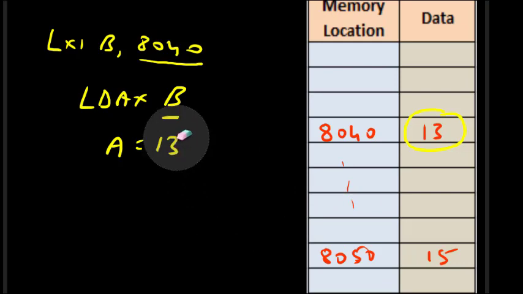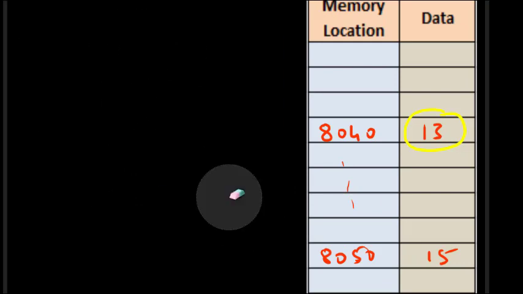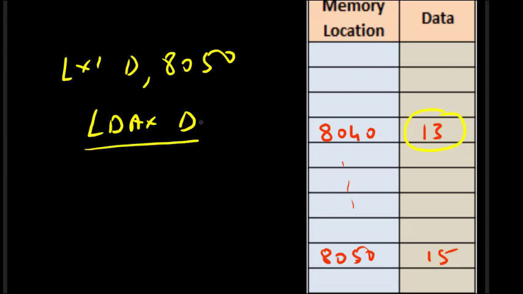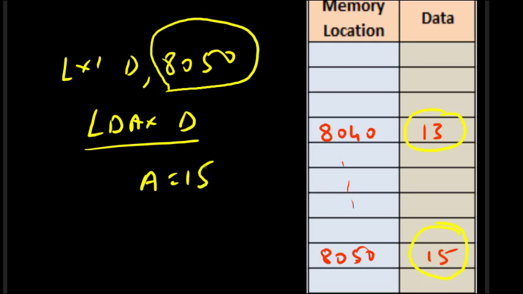Now similarly, let us take another example. Suppose we have LXI D, 8050. Because of this, 80 will get stored in D and 50 in E, and if we write LDAX D, this instruction tells the microprocessor to store the data from memory to register A. Now which memory? The one pointed to by the DE register pair. So DE points to 8050, and 8050 contains 15, so A will become 15. So this is how LDAX works.